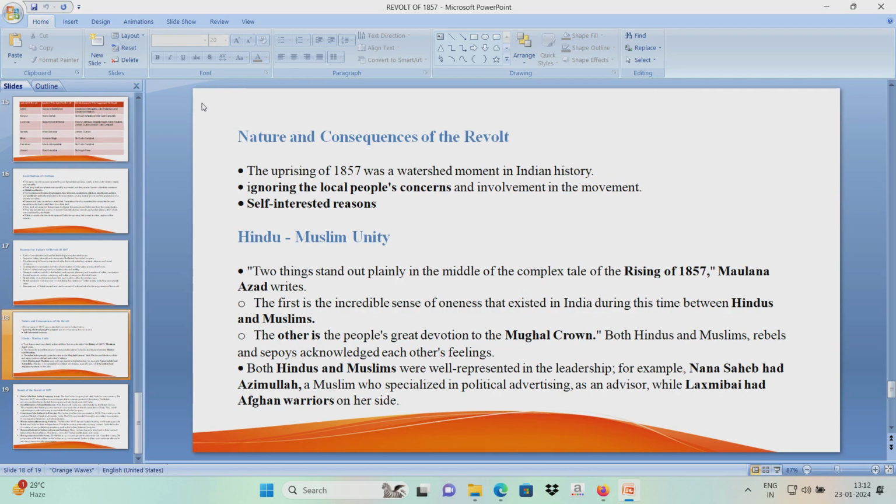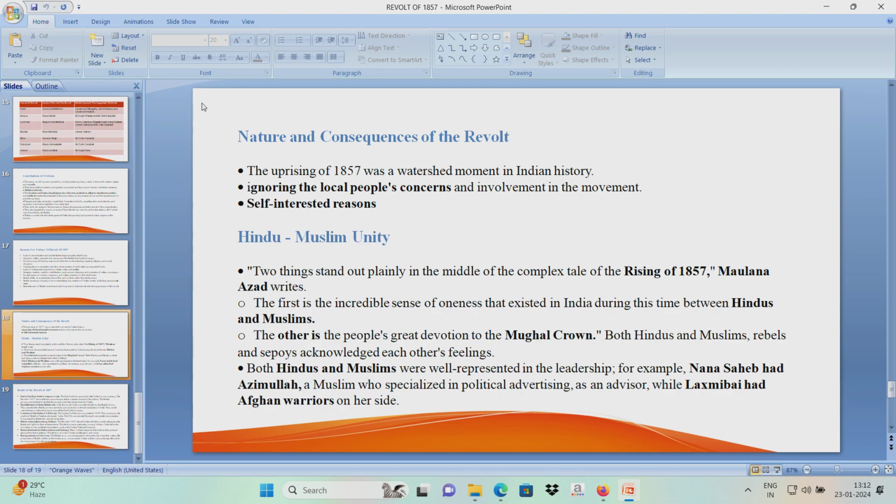The nature and consequences of the revolt. So the uprising of 1857 was a watershed moment in Indian history. It resulted in significant changes in the British government's administrative systems and policy. The revolt was described by British historians as a Sepoy mutiny. The British historians believed that the Sepoys as well as some landholders and princes with vested interest organized the insurrection, ignoring the local people's concerns and involvement in the movement.